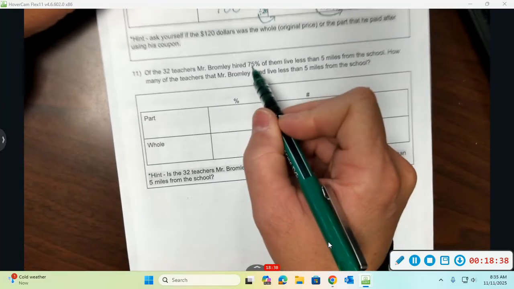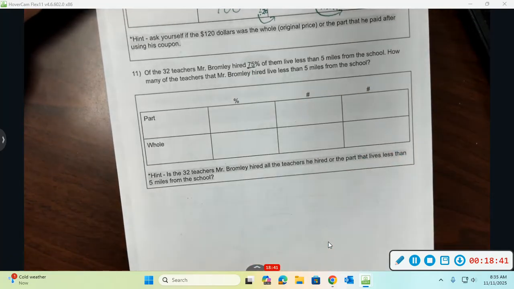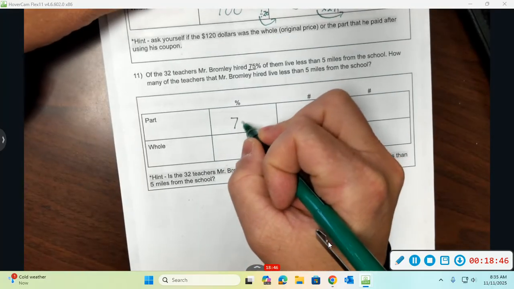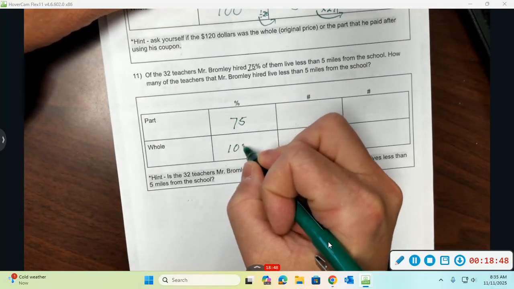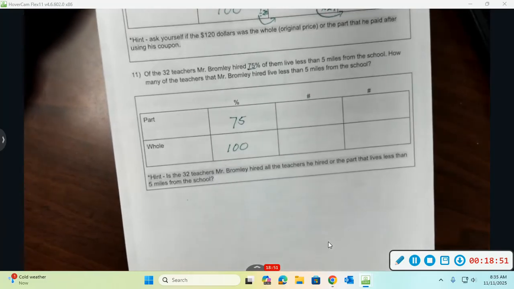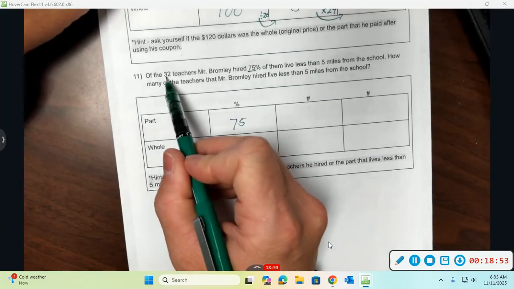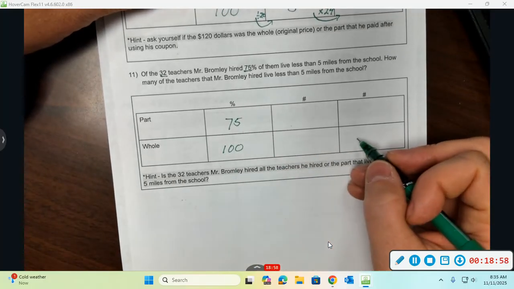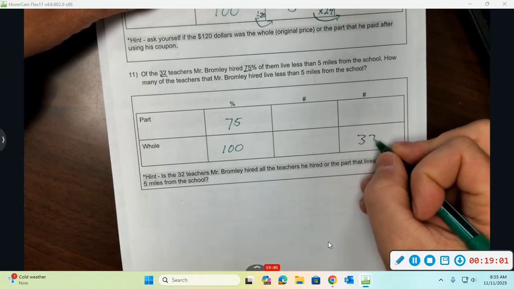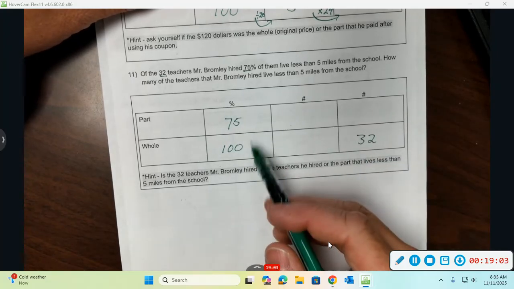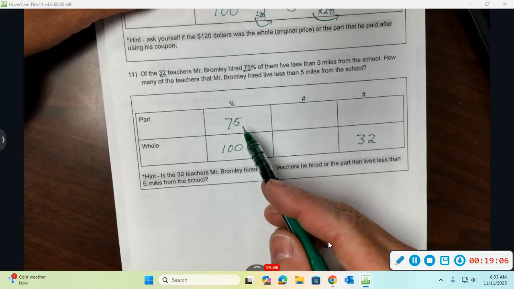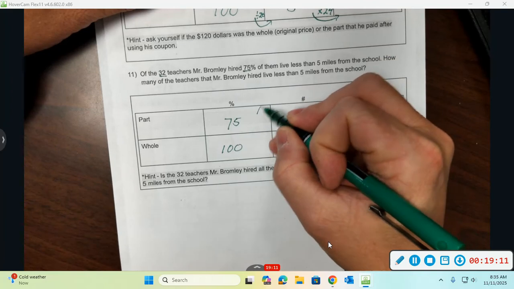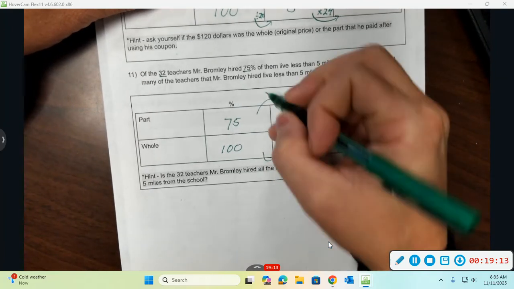Okay, so let's start with our percent. What's our percent? 75%. So we put 75 over 100. And how many total teachers do we have? We have a total of 32. So 100 doesn't go to 32 unless we use a decimal. So let's put 32 over here for a whole amount. And let's scale this down. 75 and 100 could both be divided by what? 25. So we're going to divide both of these by 25.